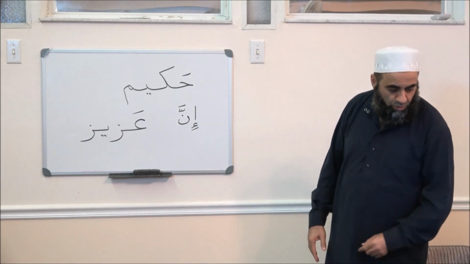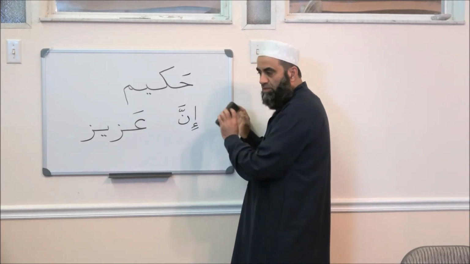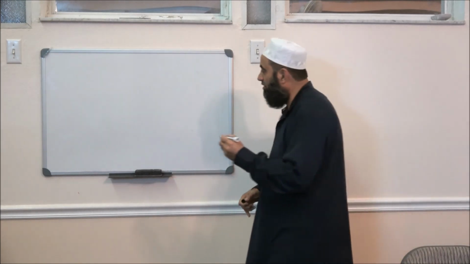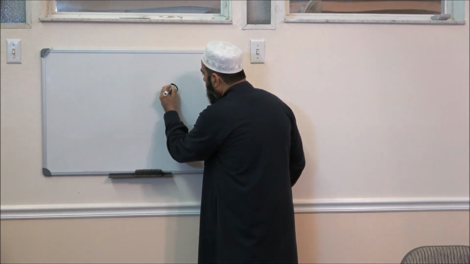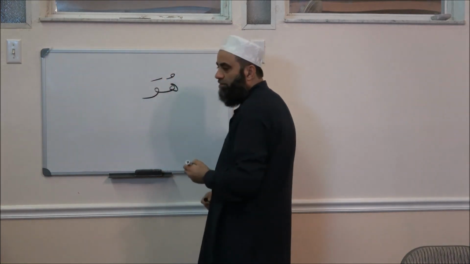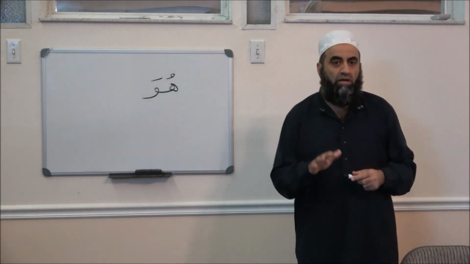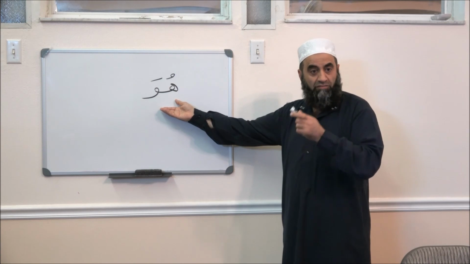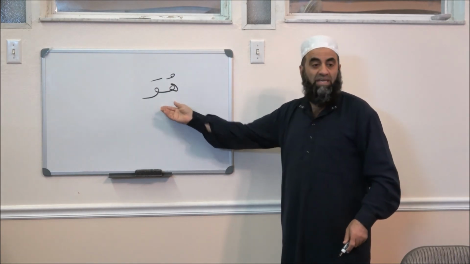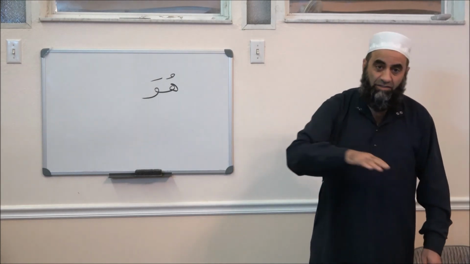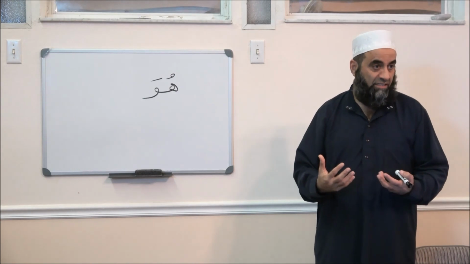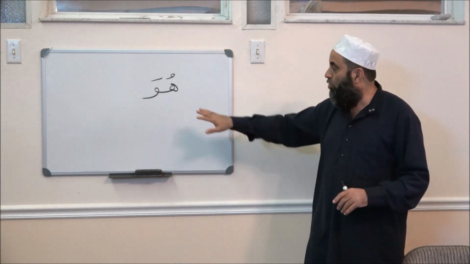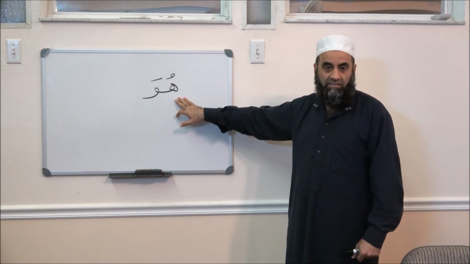Okay, the last word according to my list is a pronoun. I'm going to erase this. And that pronoun is هُوَ. What does the word هُوَ mean? He, or he is. Remember, in Arabic we don't have the verb to be. So any pronoun could be translated as the pronoun itself or the pronoun plus the verb to be. So huwa means he or he is, depending on the sentence, because in Arabic we don't have the auxiliary verb to be. It doesn't exist in Arabic.